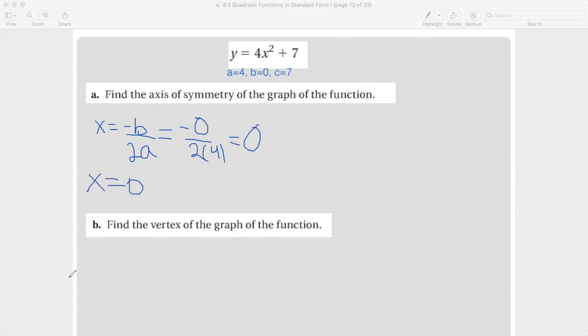Now to find the y value, okay, so x is 0. Find the y value, just plug 0 in. So y equals 4 times 0 squared plus 7.